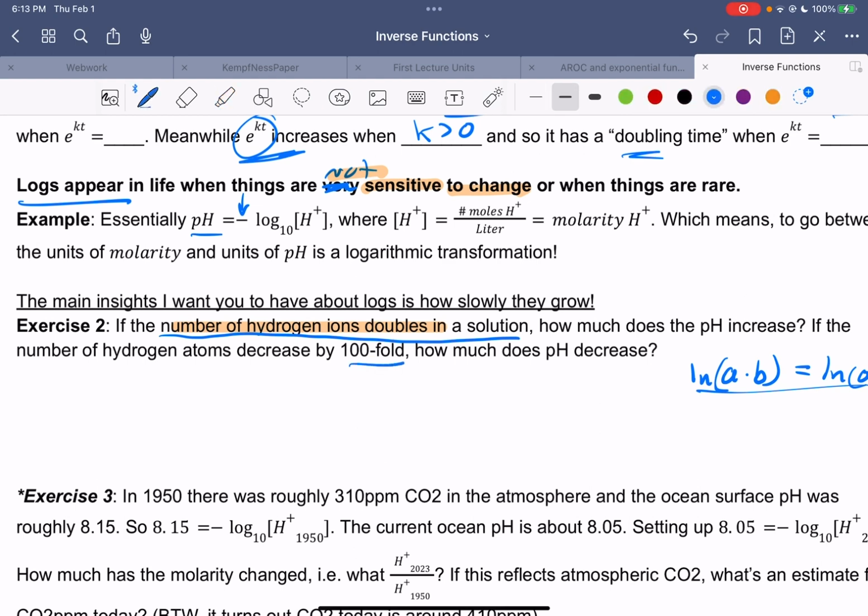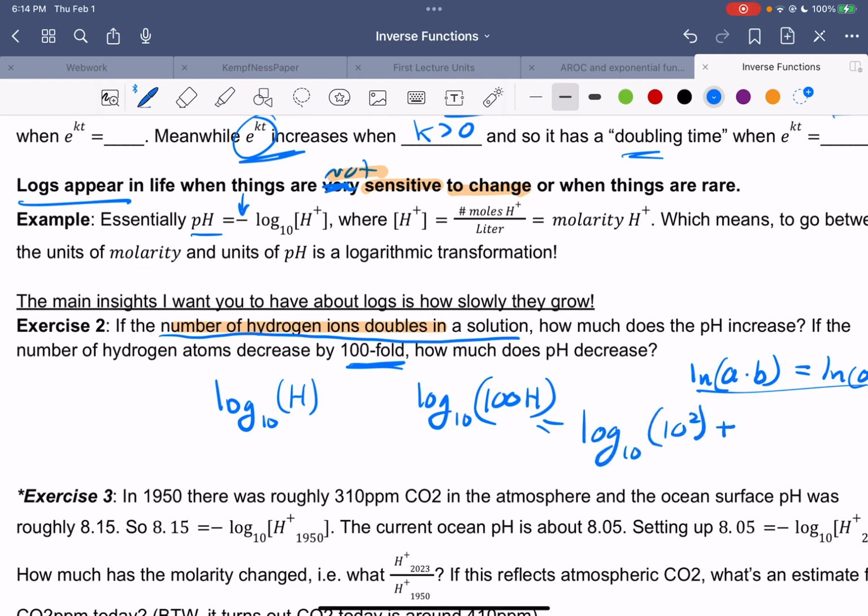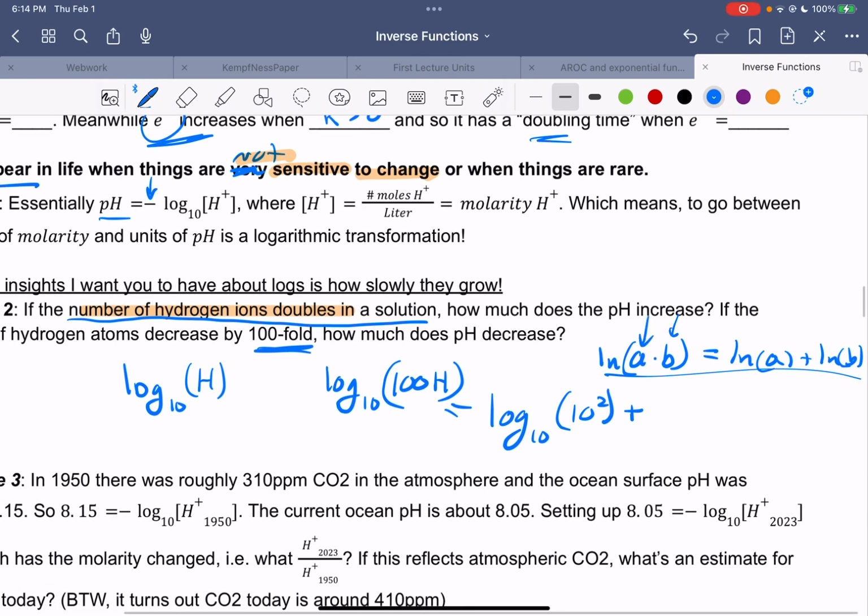You can 100-fold the input, and now it's a matter of comparing log 10 of some solution versus log 10 of a solution that is 100 times the molarity, okay? And we use the same thing. This is log 10 of 100, and 100 is famously 10 squared, plus log 10 of H. So whatever your initial pH was, here it is. Okay, it should be negative. Fine, I'll make it negative. Cool. Whatever your original pH is, how much does it change?